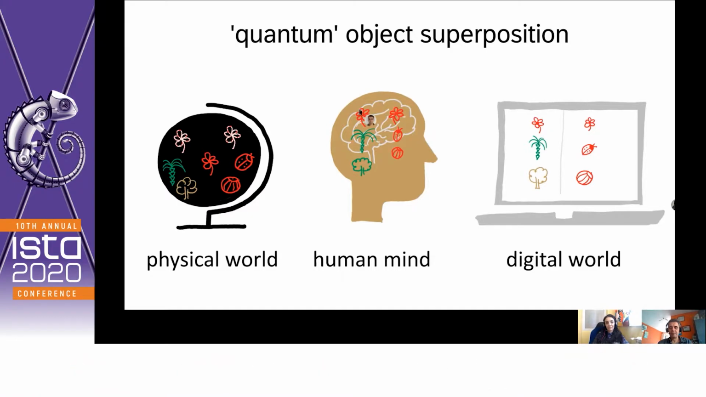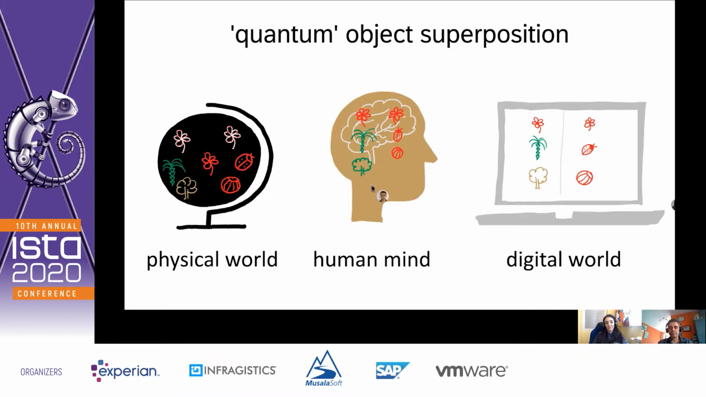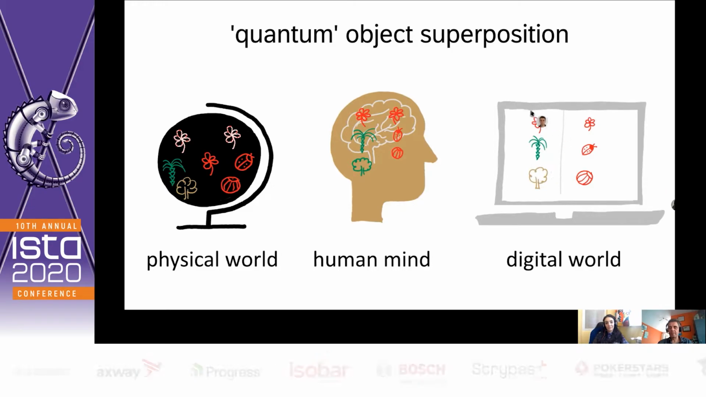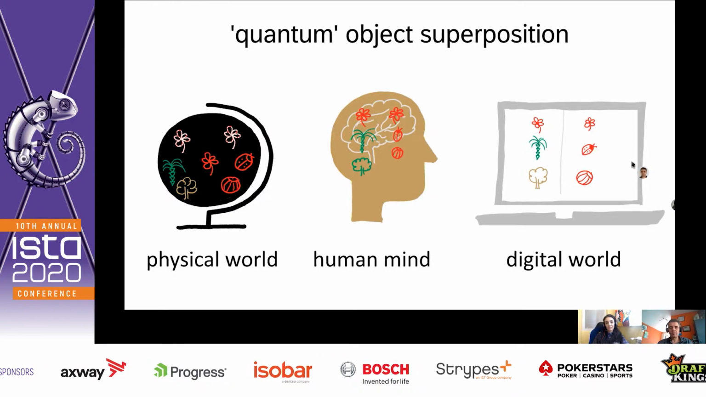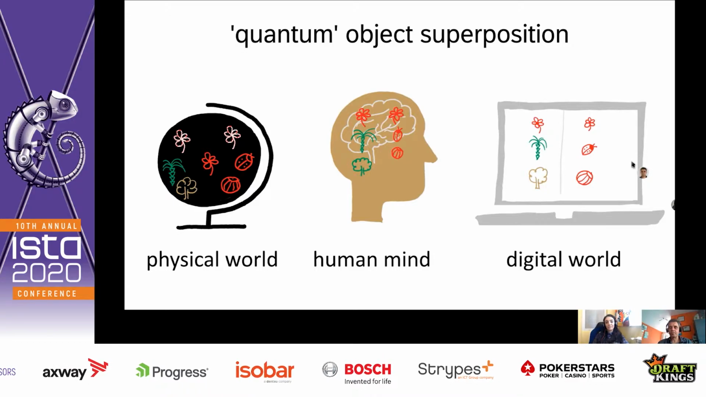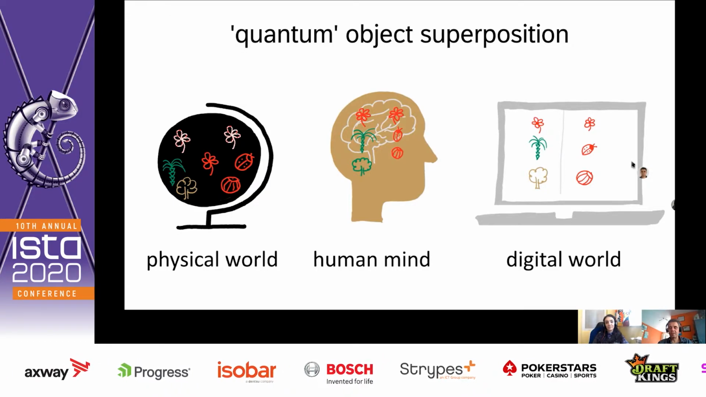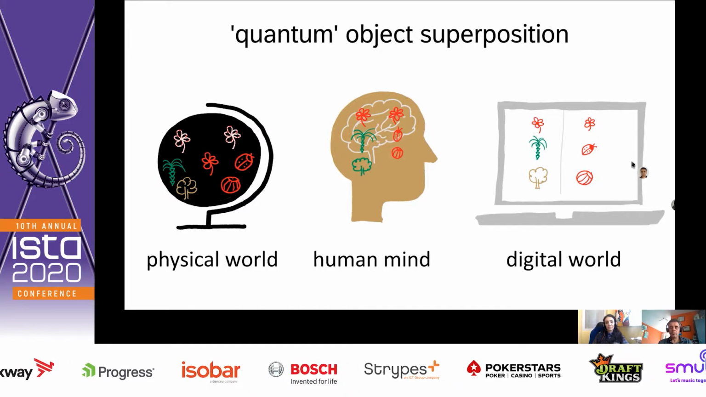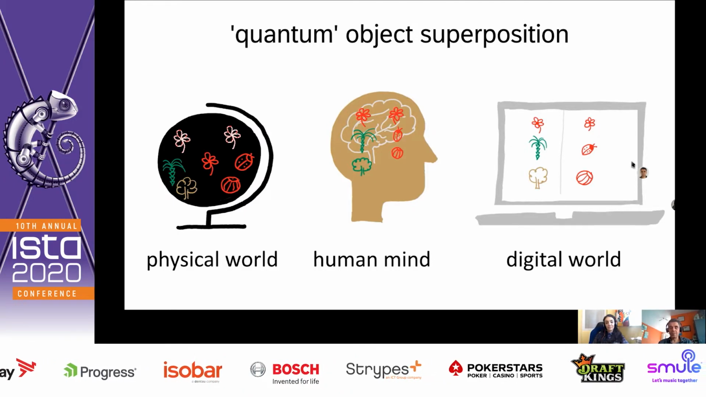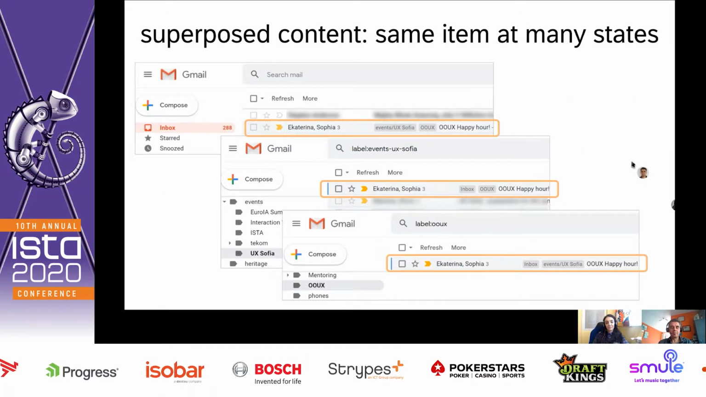You can't have it at 2 places at the same time. However, in our minds, there's no problem to put one element, one thing, one object at many places. No problem at all. And the same thing is true about the digital world. You can represent a red flower in 2 different lists. This is what I call the quantum object superposition. That is, one object, the same object, can occupy several places at the same time, or be in several states at the same time.